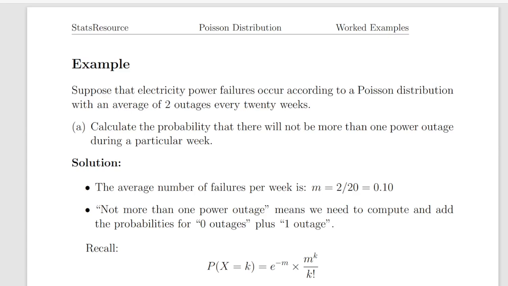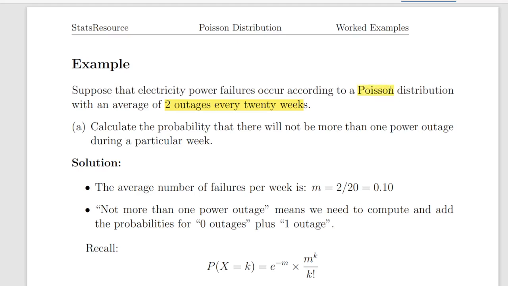Okay, in this presentation we're going to have a quick look at the Poisson distribution. Suppose that electrical power failures occur according to a Poisson distribution with an average of 2 outages per every 20 weeks. So that is our Poisson mean, and this will give us the information that we need to proceed.